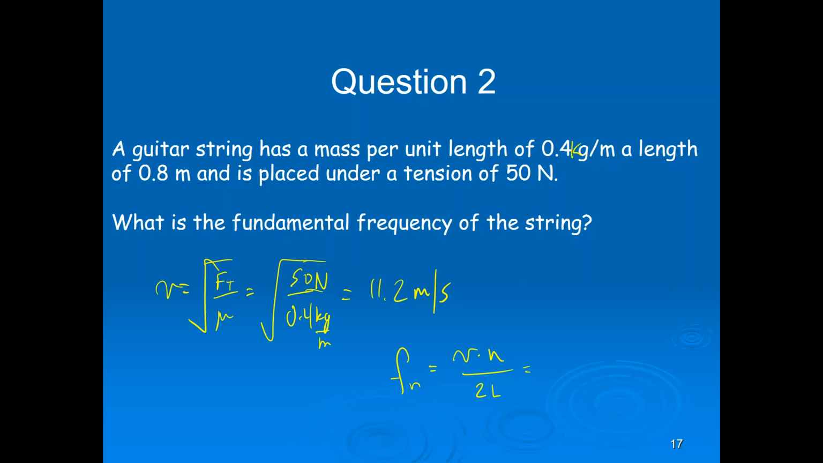We have everything, right? We're talking about the fundamental frequency, so our n number is going to be 1. We have our velocity, and our length is given to us. So it's going to be 11.2 meters per second multiplied by 1, all that divided by 2 times the length, which is 0.8 meters.